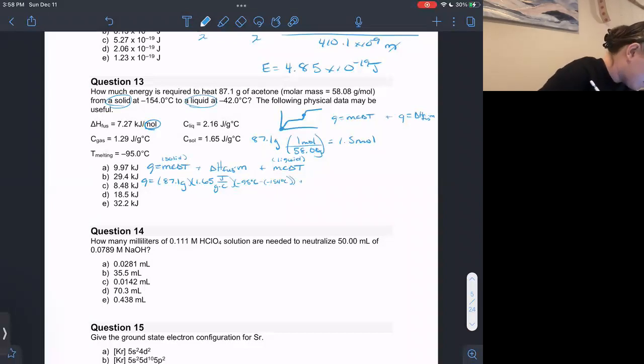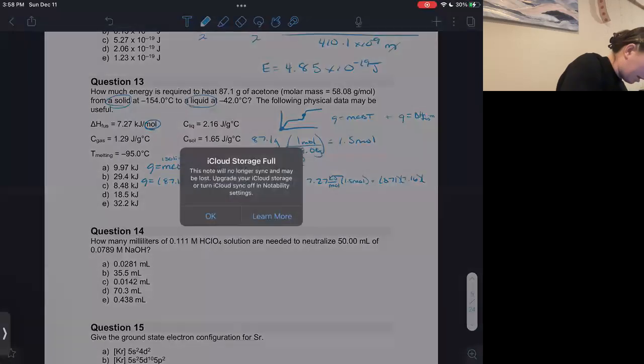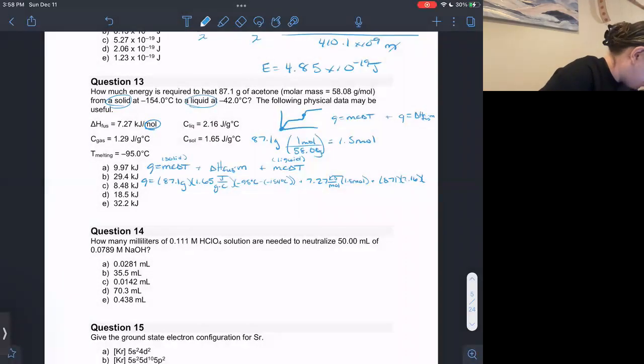And then plus delta heat of fusion, which is 7.27 kilojoules per mole times 1.5 moles. And then plus the MCΔT again. That'll be 87.1 grams. This time it'll be the liquid, which is 2.16, and this is going to be minus 42 degrees Celsius minus negative 95. That's what that one's going to be.